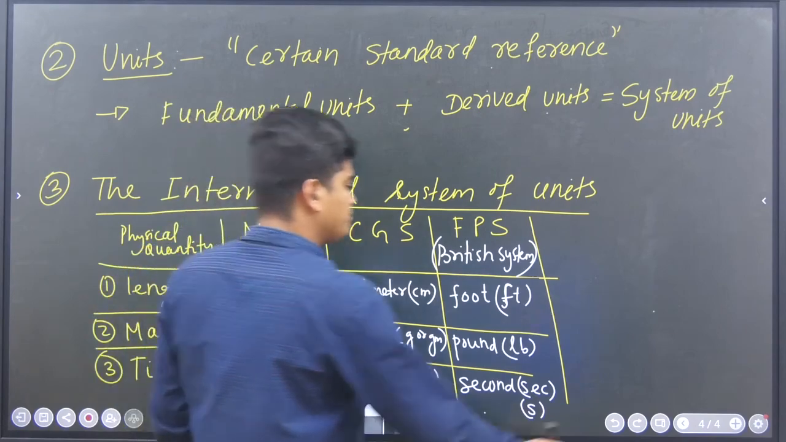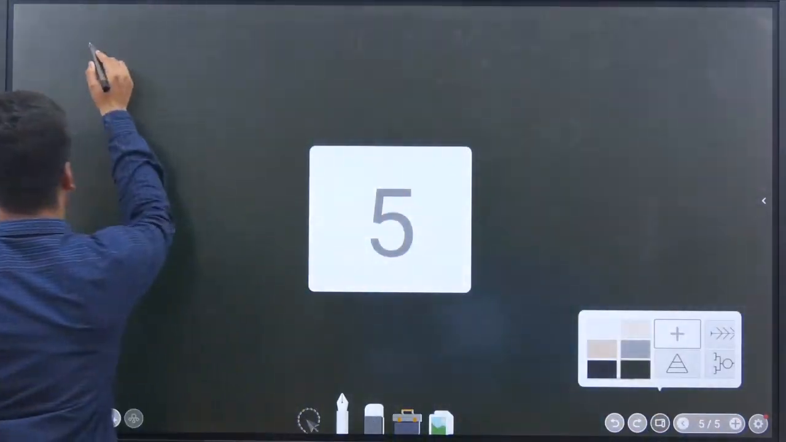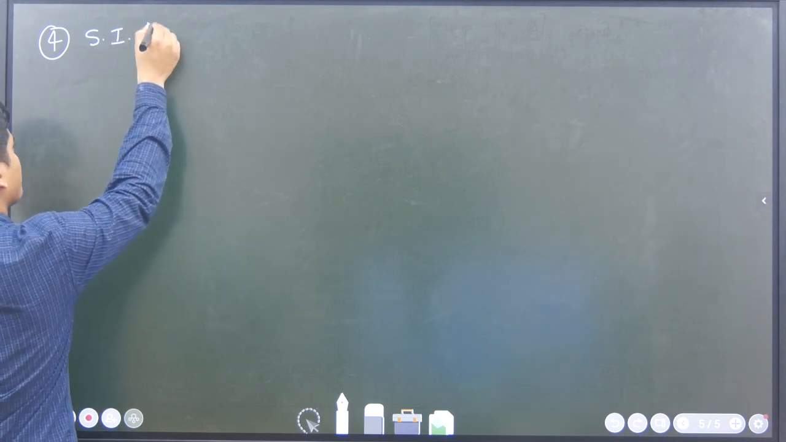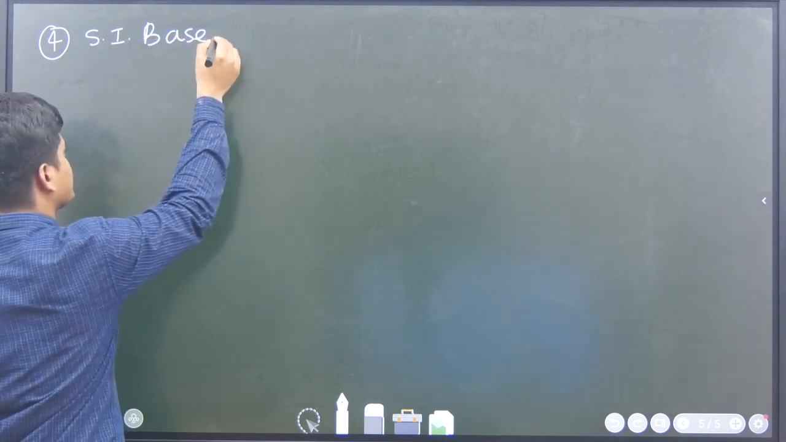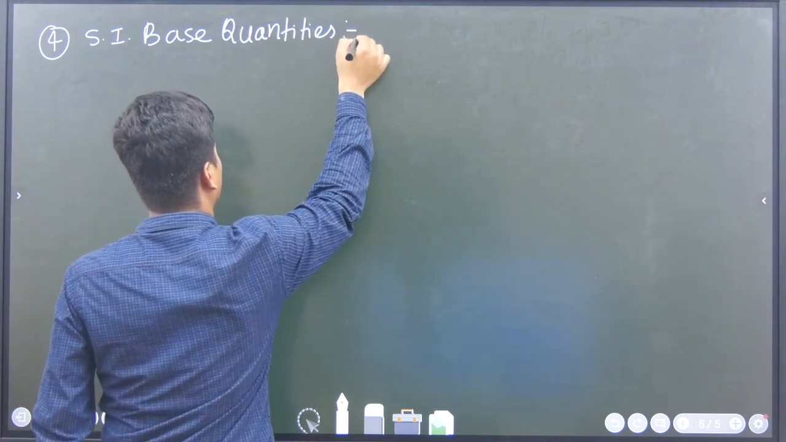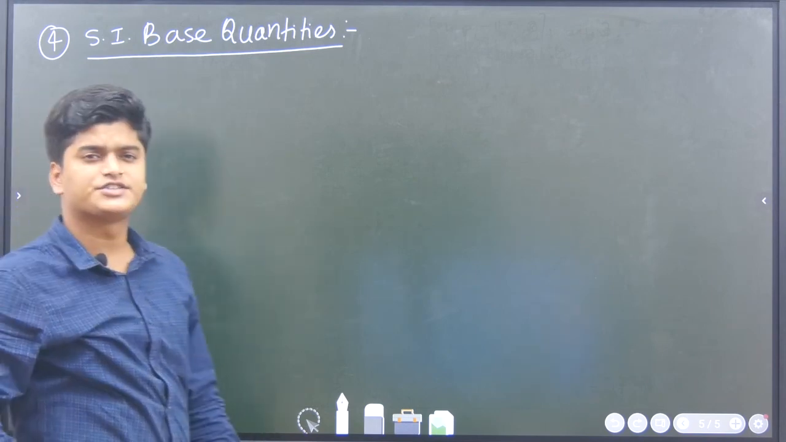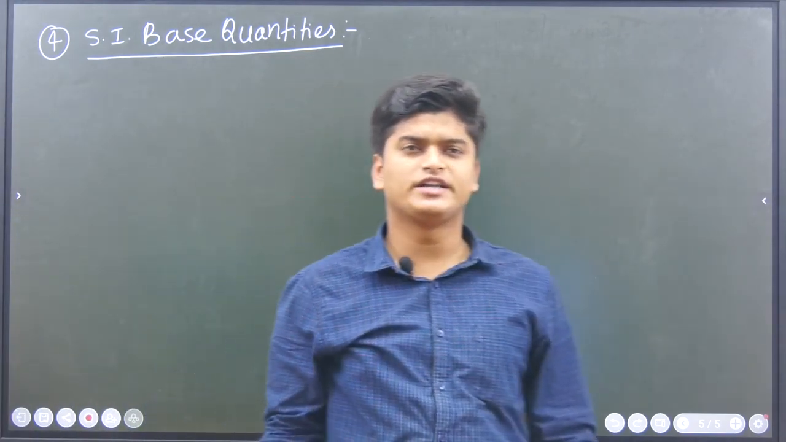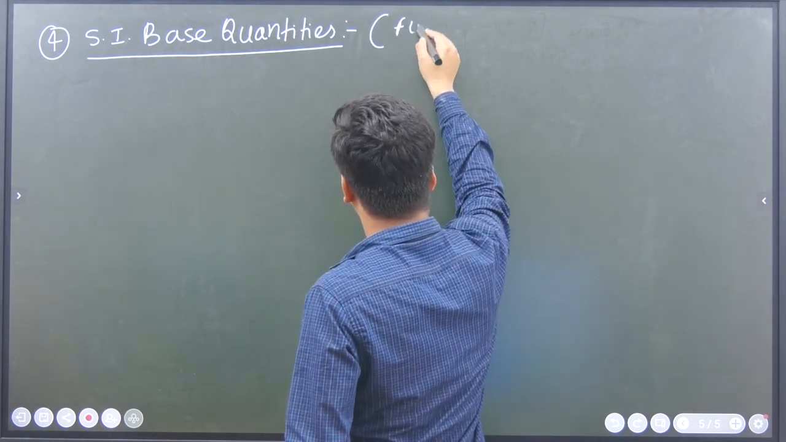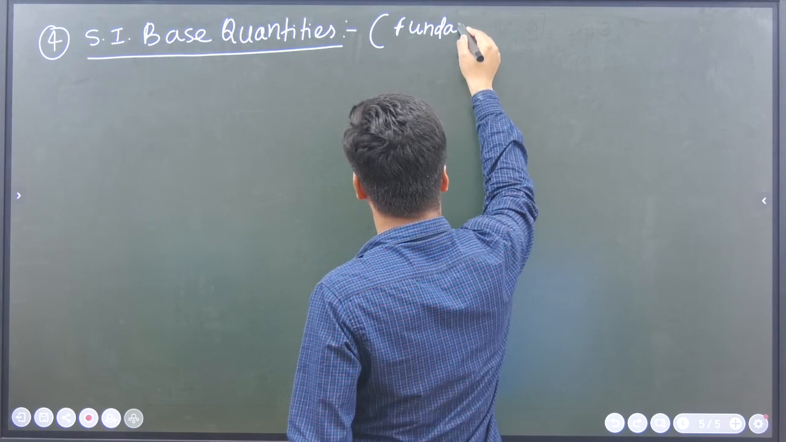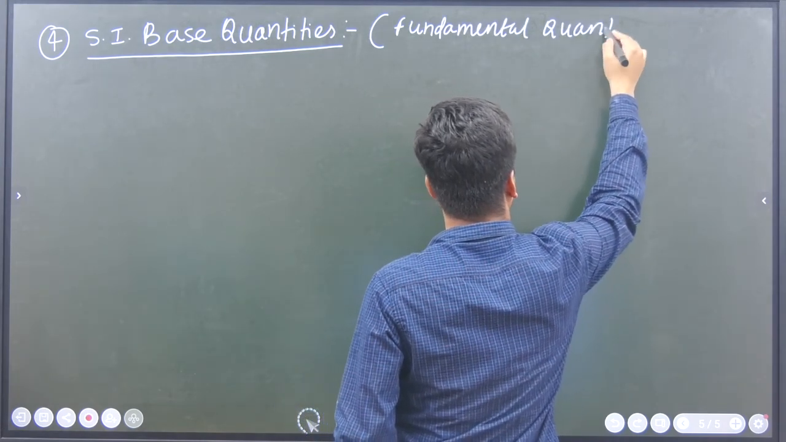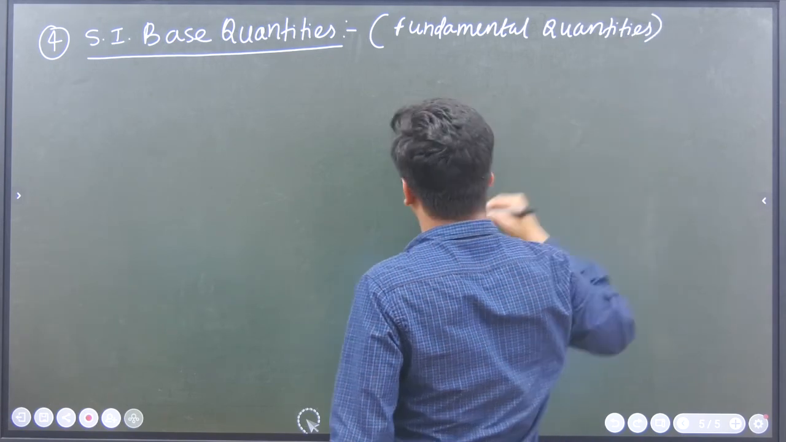Now the next point, number 4, that is SI base quantities. Or you can say the international system of standard units, that is SI. Here you can also write SI fundamental quantities. So these units are used in this system.